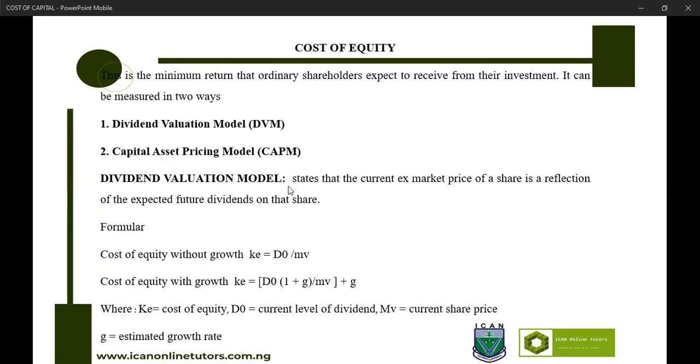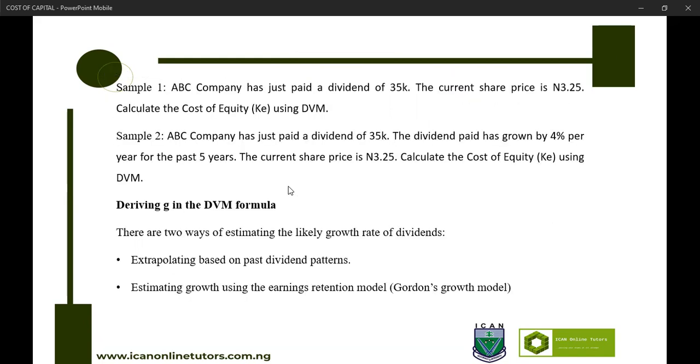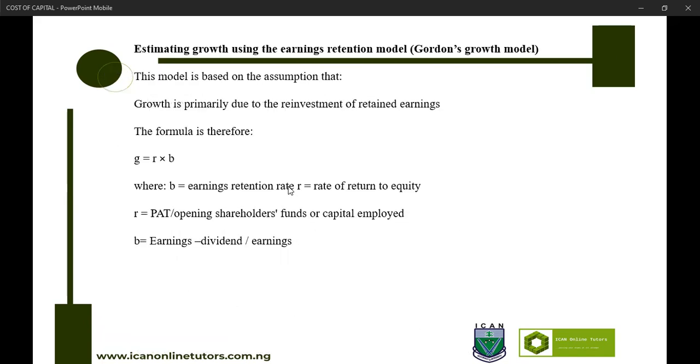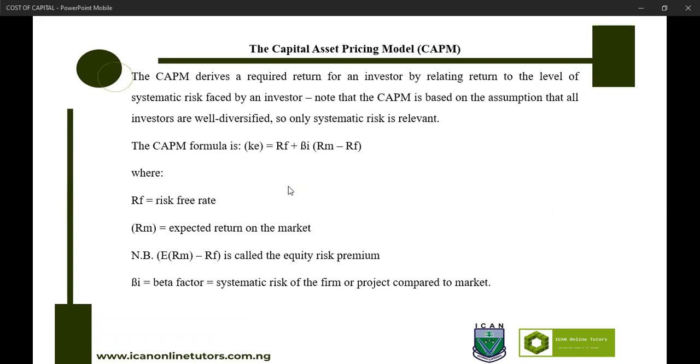Before we continue, let me just take a recap. We are still under cost of equity. All what we just did now is on the dividend valuation model. And we said we can calculate cost of equity using DVM or the capital asset pricing model. So we just completed the dividend valuation model. We are moving on to the capital asset pricing model now. The CAPM derives a required return for investors.